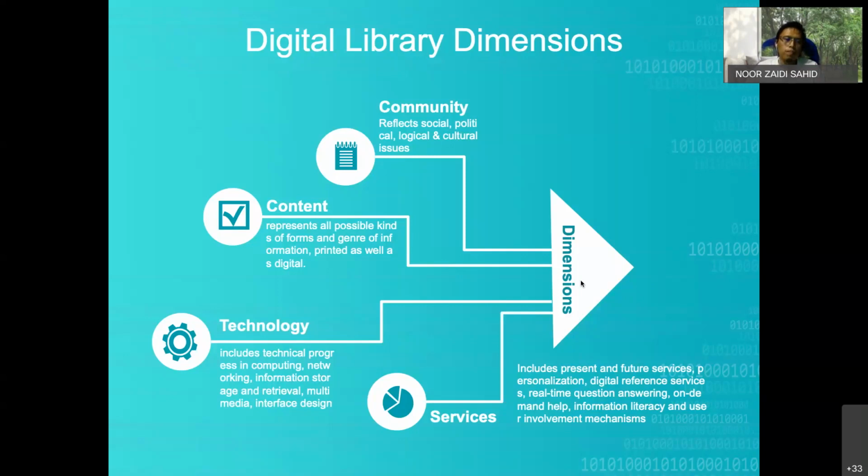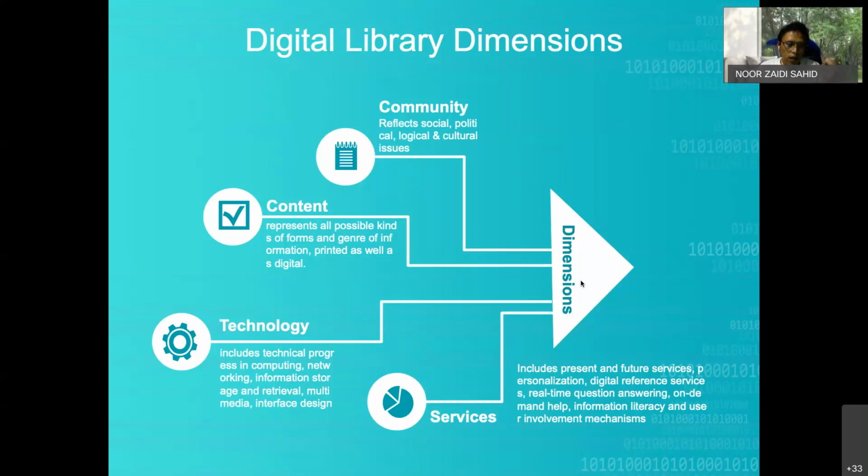Okay, number 2, content. Represent all possible kinds of forms and genre of information, printed as well as digital. So digital library, dia mestilah ada content, they need to have a very rich content with various types of format, various form or types of information.